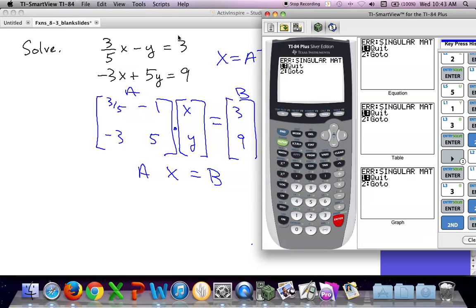But you can't tell that if you do it with matrices. That's okay. Just say no unique solution. You just can't tell.